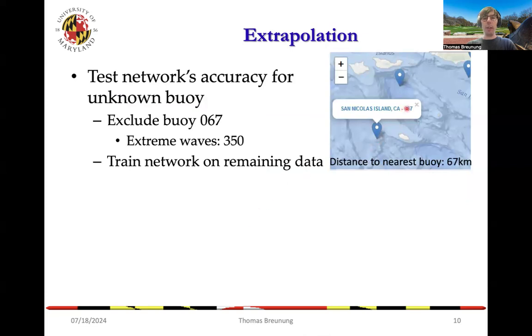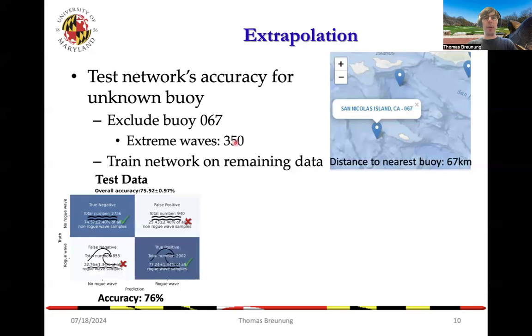So excluding buoy 67 here, which is off the coast of LA, the distance to the nearest buoy is about 70 kilometers, and about 350 rogue waves have been measured at that specific location. Now we exclude all these waves from the training data set and retrain the network only on all the other buoys. And the accuracy is about 75%.